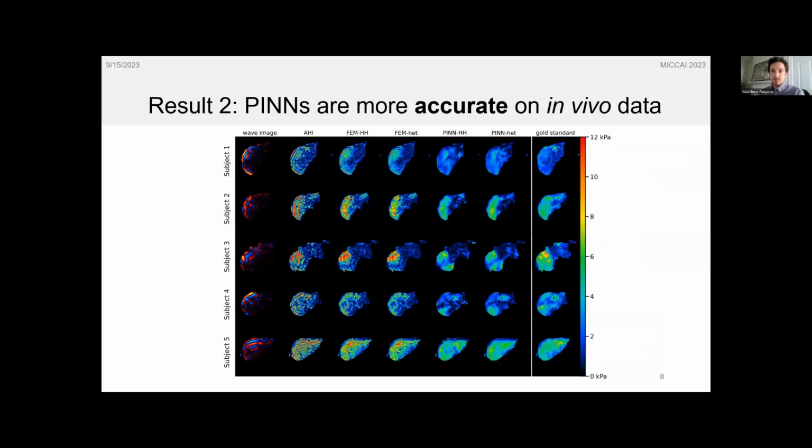Next, we compared the reconstruction methods on in vivo liver data and contrasted their performance against the gold standard elastography. On this dataset, the PINNs were more accurate at reproducing the gold standard elastography than the baseline methods, and PINNs were especially accurate when the true stiffness values were near the lower threshold for fibrosis, which is an important feature for early detection of liver disease.